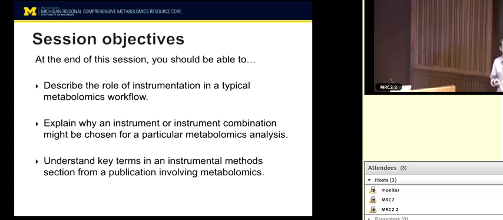So that would really be my goal for you: to be able to look at a method section from a paper involving metabolomics and be at least familiar with the terms, know where to look, and know how to think about what they did. Okay, so we'll define the objectives. We'll describe the role of instrumentation in a typical metabolomics workflow, why you might pick one instrument over another for a metabolomics analysis if you had the opportunity to make that choice, and then learn the key terms so that you could read a publication.